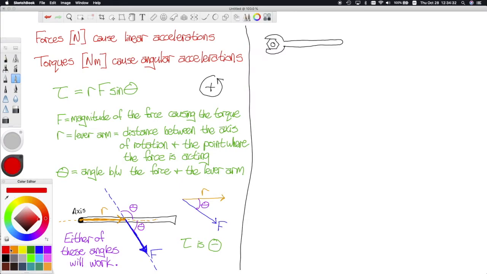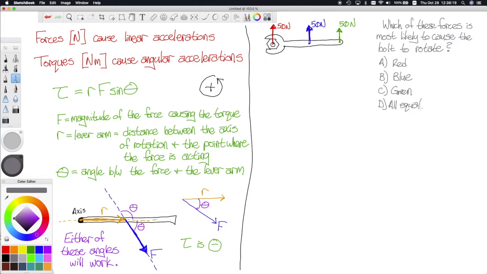So here we have our wrench, and I want to consider 3 different 50 Newton forces that we could apply to that wrench to try to turn the bolt. We could apply 50 Newtons onto the wrench at this point here, or at different points along the handle, but they're all going to be 50 Newton forces. So my question for you is, which of these forces is most likely to cause the bolt to rotate? In other words, which of these forces exerts the greatest torque?